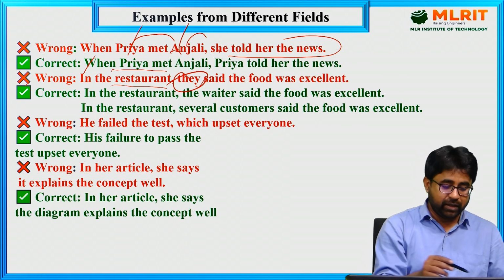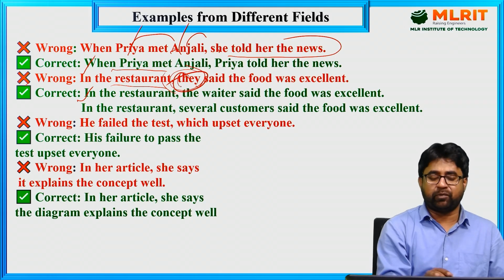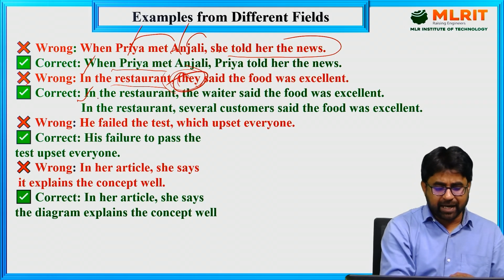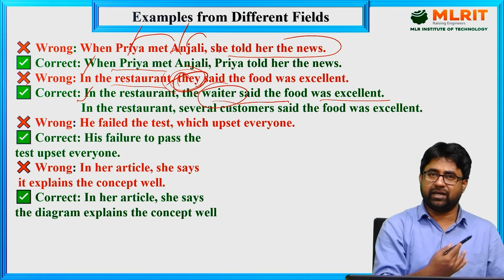How do you fix it? You clearly give or provide a reference point for this pronoun. So how do you write it? In the restaurant, the waiter said that the food was excellent. The waiter, you are clearly mentioning the waiter.